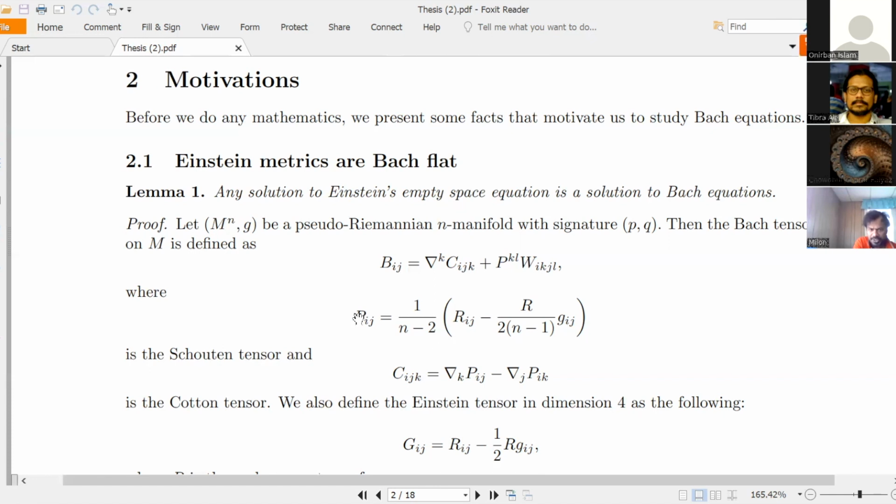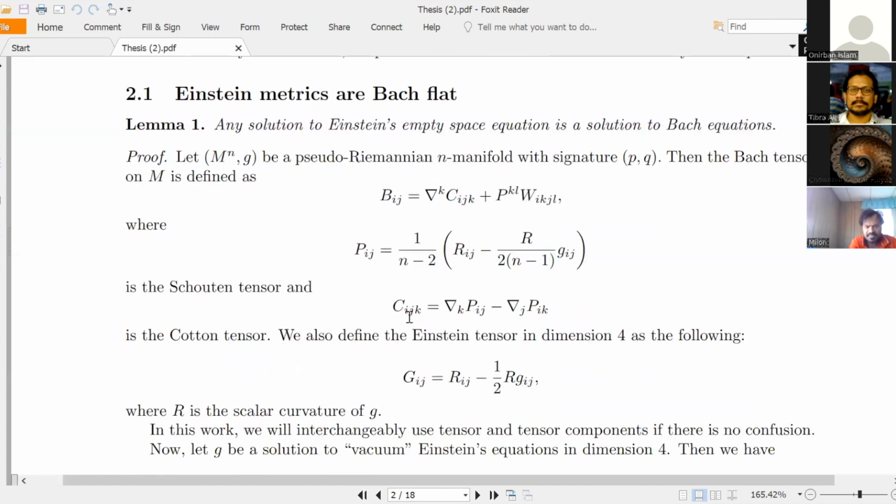Notice if you look at the definition, Pij equals some constant times Ricci minus some constant times Gij. Here, this R is the scalar curvature. So Pij is some linear combination of Ricci and your given metric G. It's some sort of trace adjustment, you could say. It's not precisely trace-free, a little bit of trace adjustment so that you have better conformal behavior.